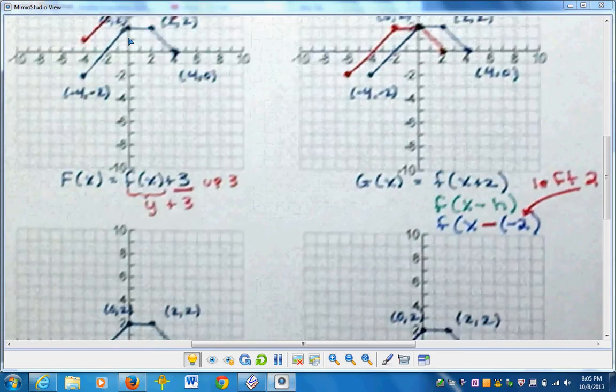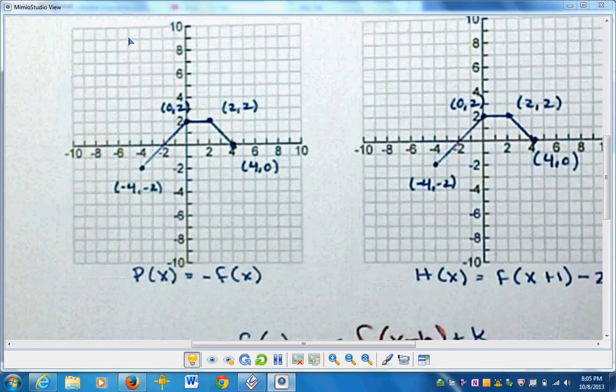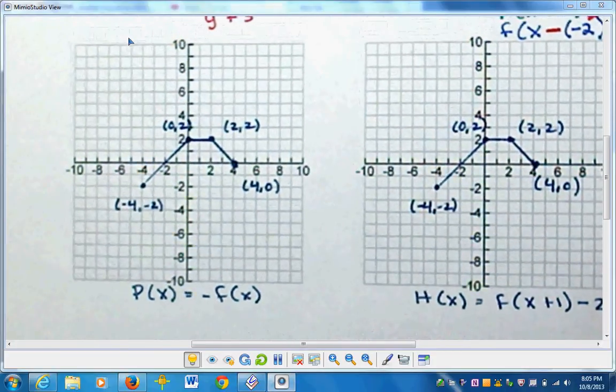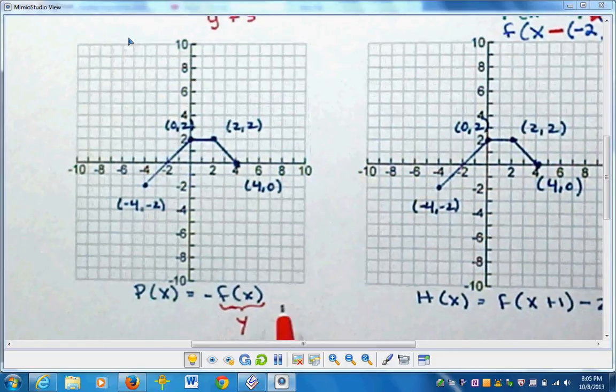So let's look at another transformation. This negative here in front of the f of x. Remember, f of x is the same thing as saying y. So what I'm doing is I'm taking my y and I'm going to make it into a negative y.